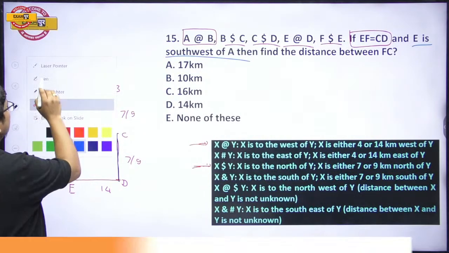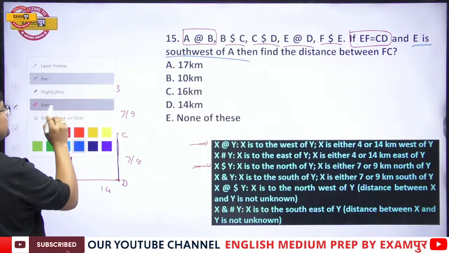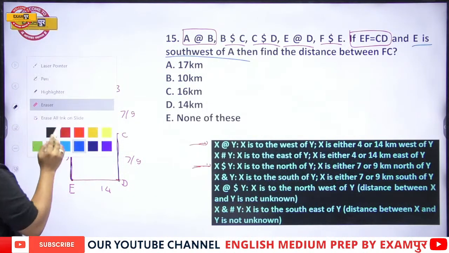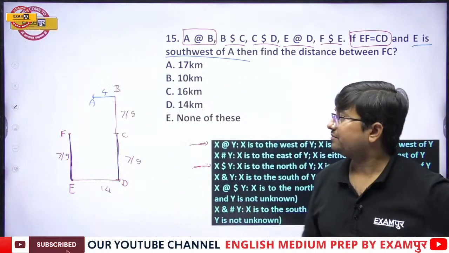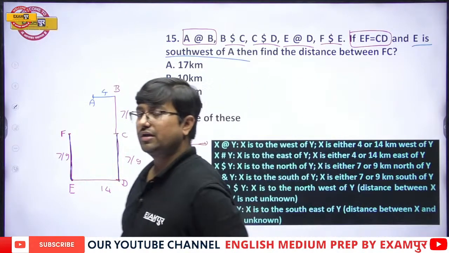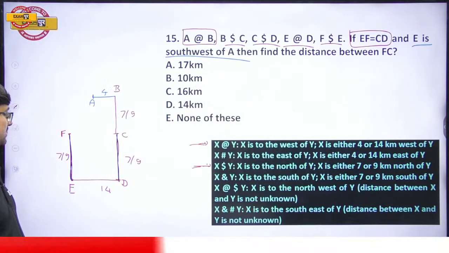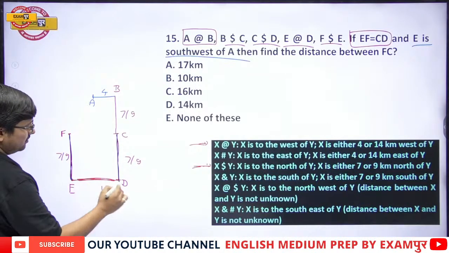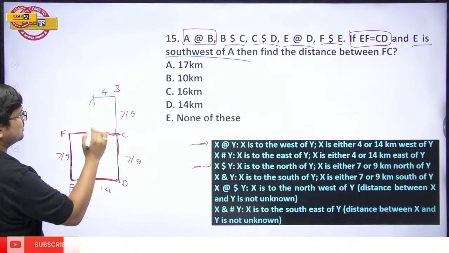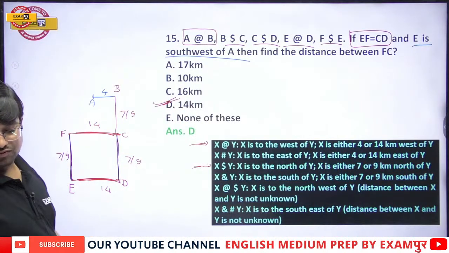Alright, and now the diagram is complete, in all respects. Everyone, clear? Getting it or not? So now find the distance between F and C. If this distance is 14, then this distance is also 14. And that's the right answer. Option number D, that is 14.